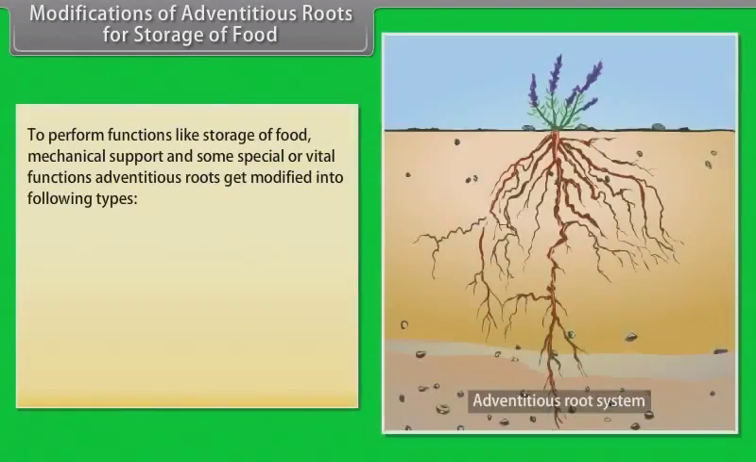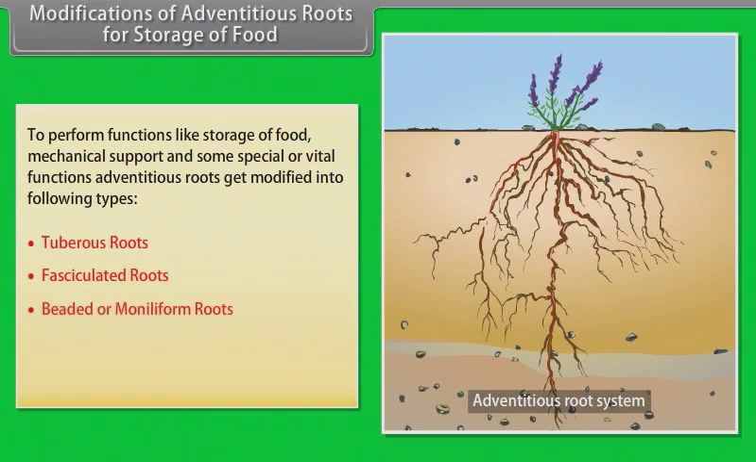Modifications of adventitious roots for storage of food. To perform functions like storage of food, mechanical support, and some special or vital functions, adventitious roots get modified into following types: tuberous roots, fasciculated roots, beaded or moniliform roots, nodulated roots, annellated roots.